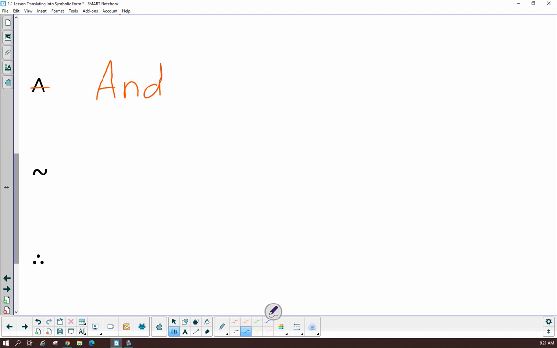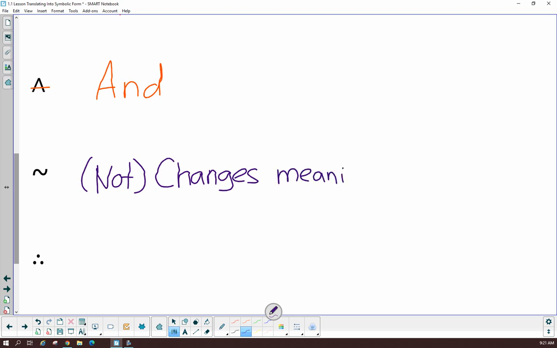This little squiggly here, sometimes we say that it means not. What it really does is it changes the meaning of a statement. So if my statement is I like math, if I use that little squiggly symbol in front of the letter that represents my statement, that's going to mean I don't like math. It's going to change the meaning.